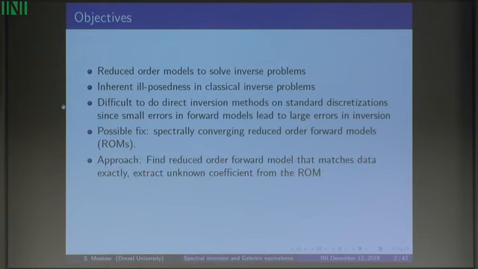So the approach I'm going to talk about here is to find a reduced order forward model. Given a certain type of data set, which in many applications one can get, find a reduced order forward model which matches the data set exactly. This reduced order model would be some kind of small, low-dimensional approximation to your PDE operator. From this reduced order model, try to extract the coefficient. So that's the general framework, and that's basically the idea.